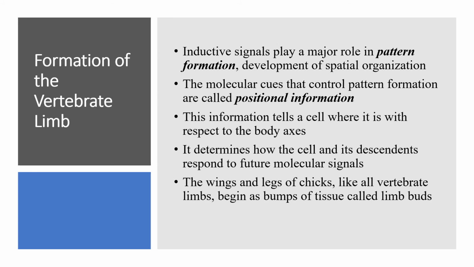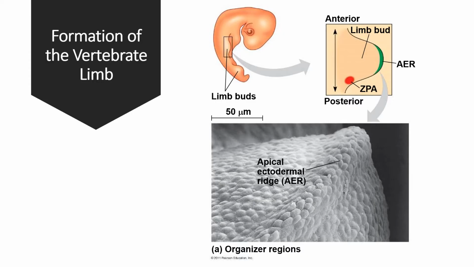So the wings and the legs of chicks, like all vertebrate limbs, begin as bumps of tissue called the limb buds. Okay, so doon nag-uumpisa lahat ng mga parts or different organs of the body. Nagkakaroon ng bulge. Okay, so for the wings and the legs, you call it the limb buds. So, in this one, ito yung itsura. So, from a developing embryo, magkakaroon ng mga tinatawag nga na bumps. That's what you call the limb bud.